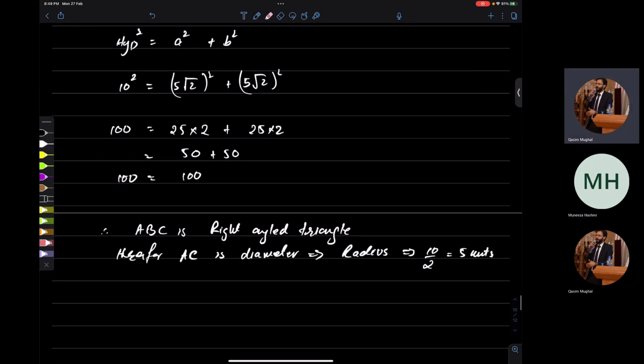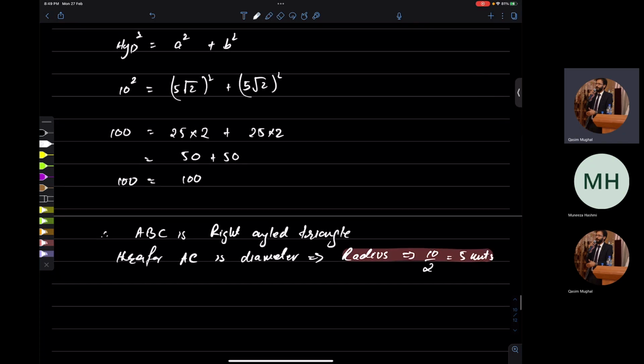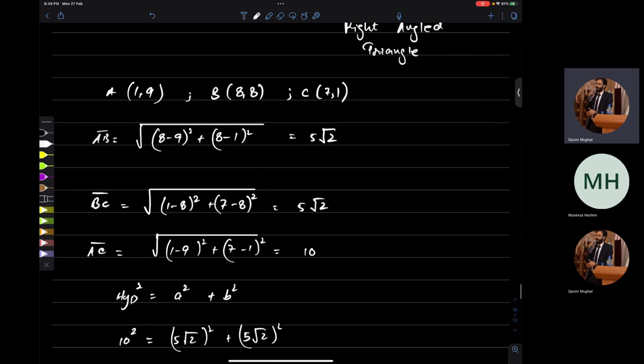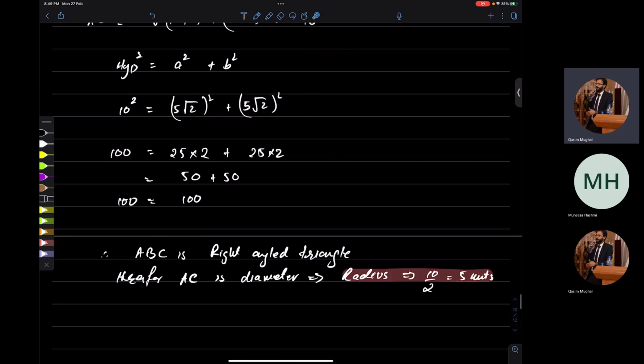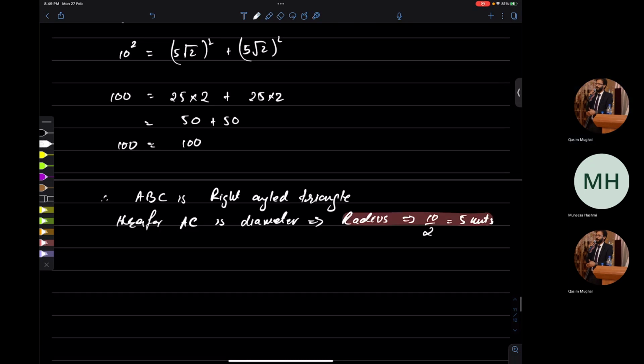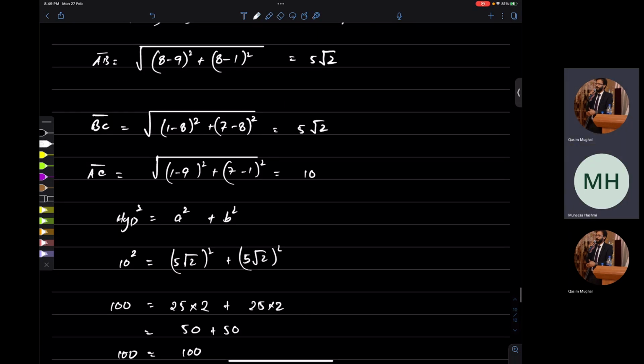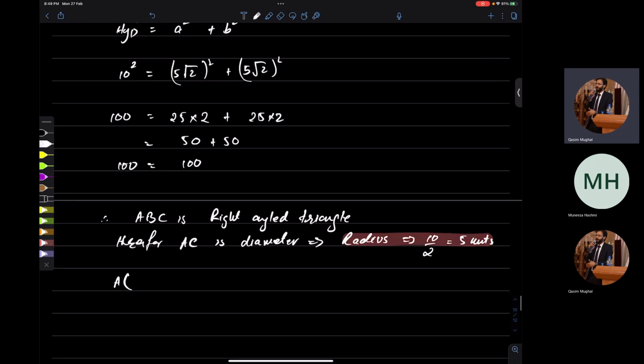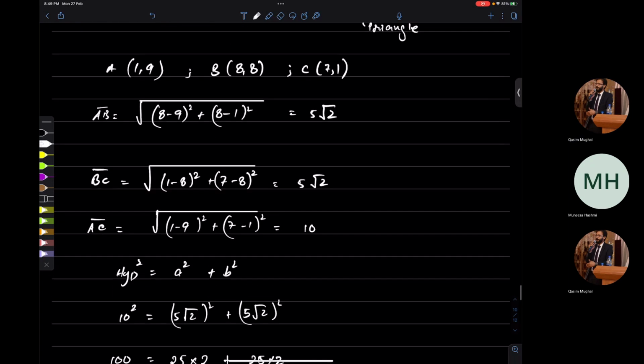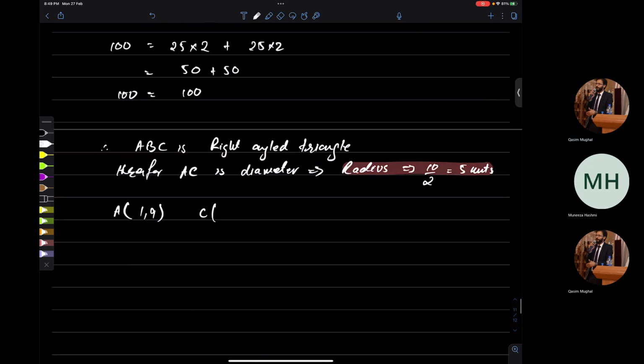Yes, sir. So from here, we've obtained the radius. Now let's work out the coordinates for the center. For that, all we have to do is find the midpoint of A and C together. A was 1, 9, and C was 7, 1.